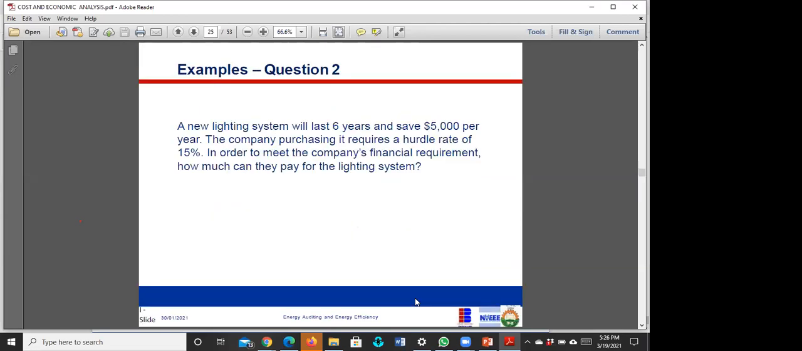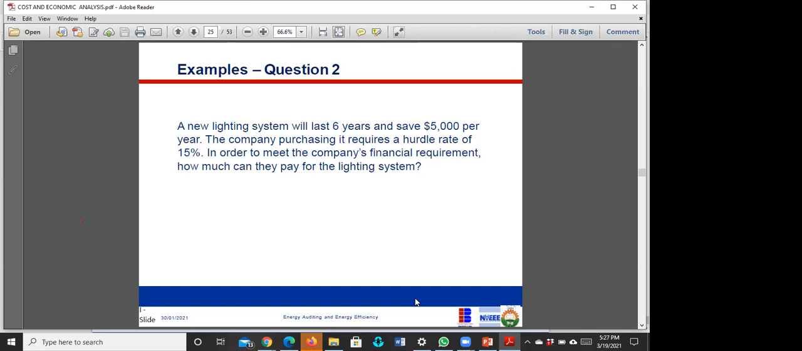So this is question two, for instance. Now watch it. A new lighting system. This is you now, after you have done your energy auditing. This is the summary of your energy auditing: you are proposing a new lighting system, and that new lighting system will last for 6 years, and it will save 5,000 per year. The question is, how is it going to save 5,000 per year? Because you have compared it with what they were using before.